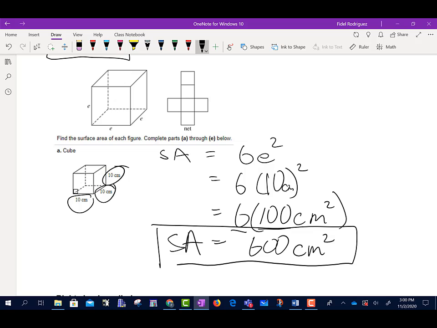So guys, I want you to notice something. We've already squared the 10 centimeters, and that's how we came up with 100 centimeters squared. So once I get to this spot, I'm done. I don't need to square the 600 anymore. We squared the 10. That's how we got to where we are.